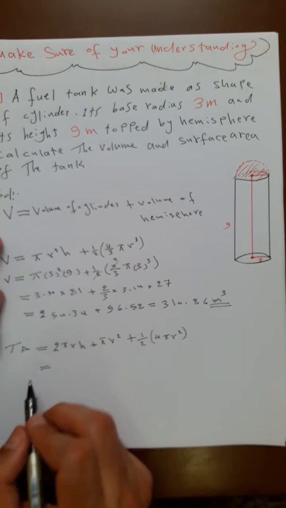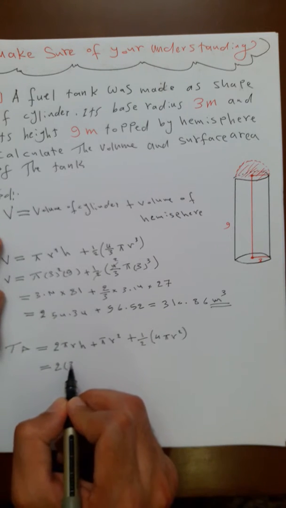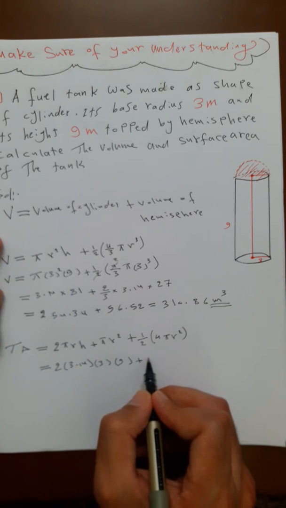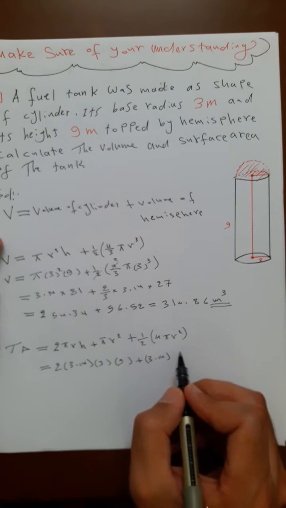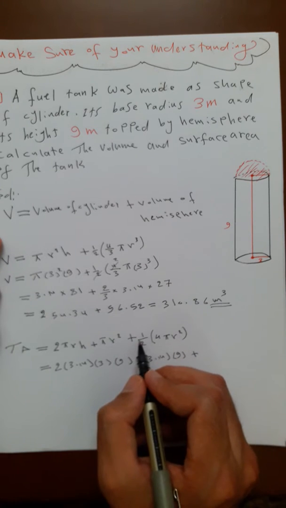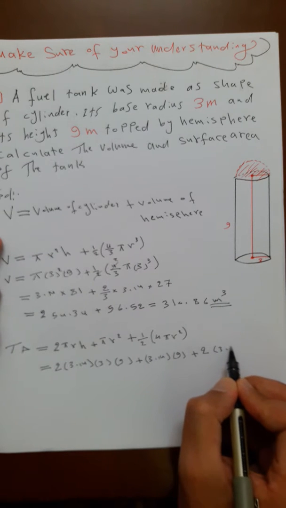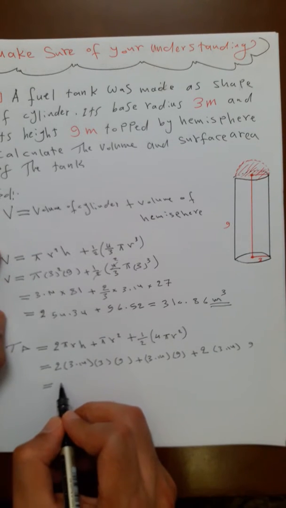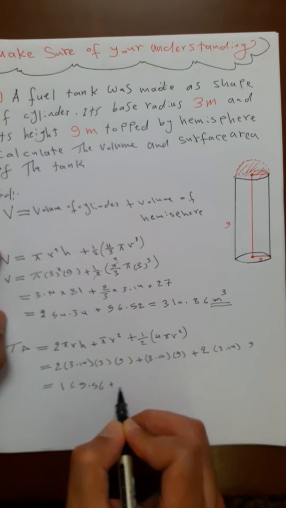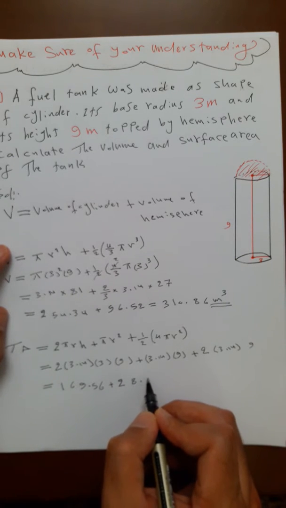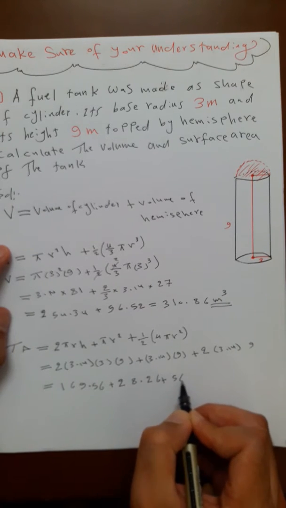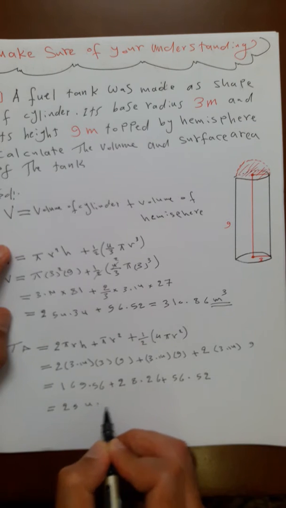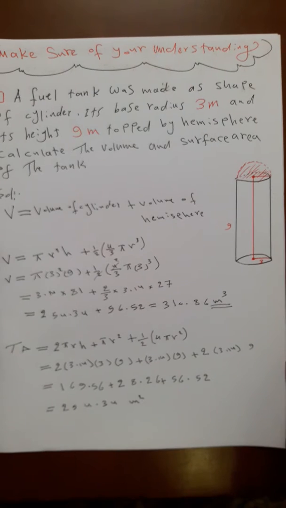Now I substitute the values of r and h in the rule. 2 multiplied by pi, which is 3.14, multiplied by r, which is 3, multiplied by h, which is 9, plus pi r squared, with pi 3.14 and r squared, r is 3, squared is 9, plus 1 over 2 multiplied by 4, which is 2, and pi is 3.14, multiplied by r squared, which is 9. And this is equal to 169.56 plus 28.26 plus 56.52. And this is equal to 254.34 meters squared. This is the total area of the tank.